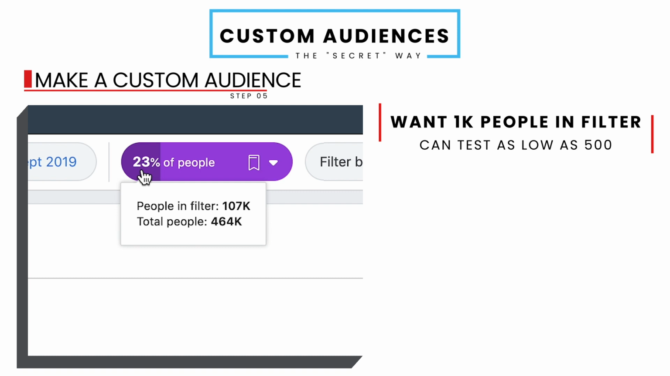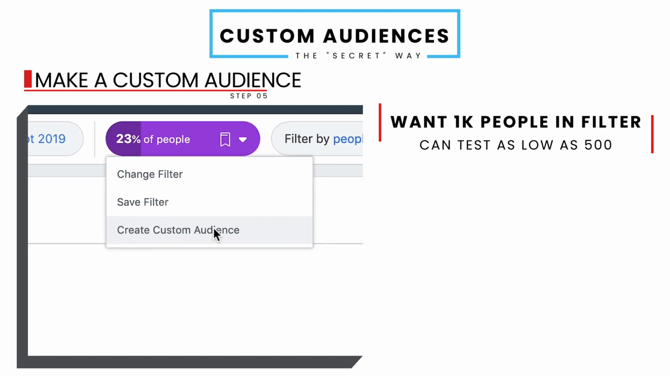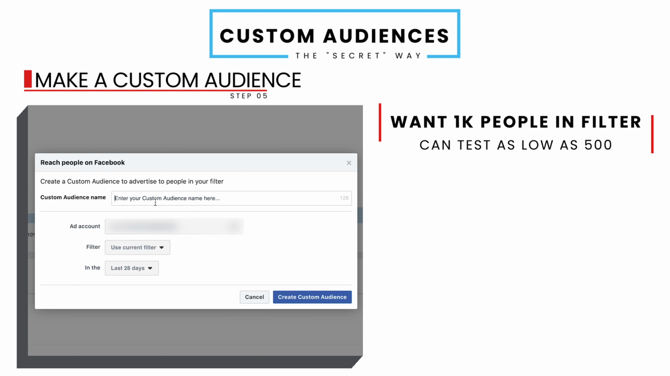After you confirm the filter's audience is over 1,000 people, click on the purple dropdown and select Make New Custom Audience. Give your new custom audience a name, select the ad account associated with your pixel, use the filter that you just made for the top 20%, then select the date range that you are using in the filter.